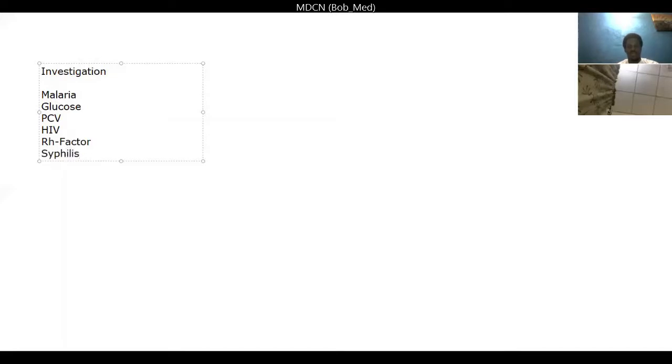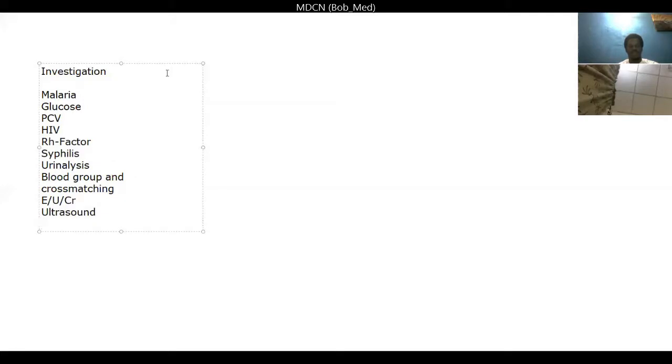Do you understand? You want to do things like urinalysis. You want to do things like blood grouping and cross matching. You want to check for the urea. You want to do things like ultrasound.